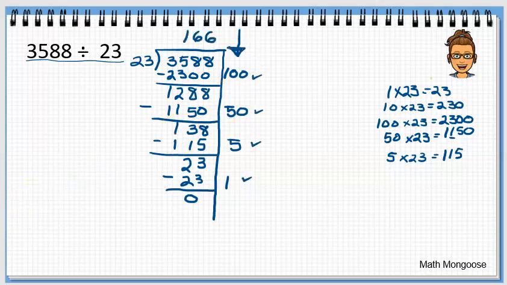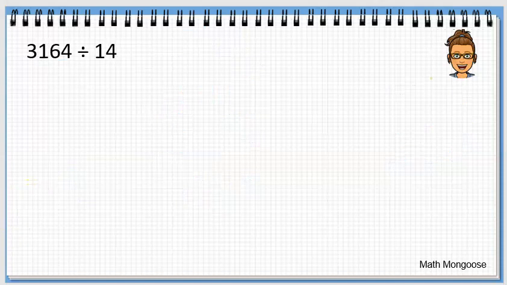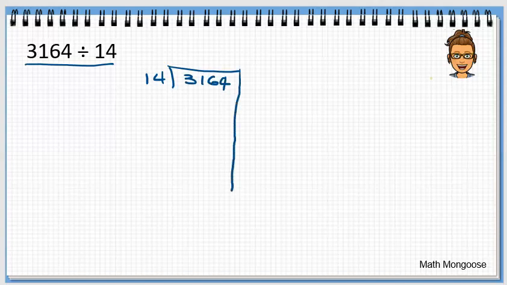Our answer is 156. Okay. So let's look at this question. This question says 3,164 divided by 14. All right, so let's set it up. And remember, we're going to set it up in the same way we used to set them up. 3,164. And then we're going to draw a line all the way down. All right, very good. So let's think about this. We know the question is asking us how many groups of 14 can we get out of 3,164.